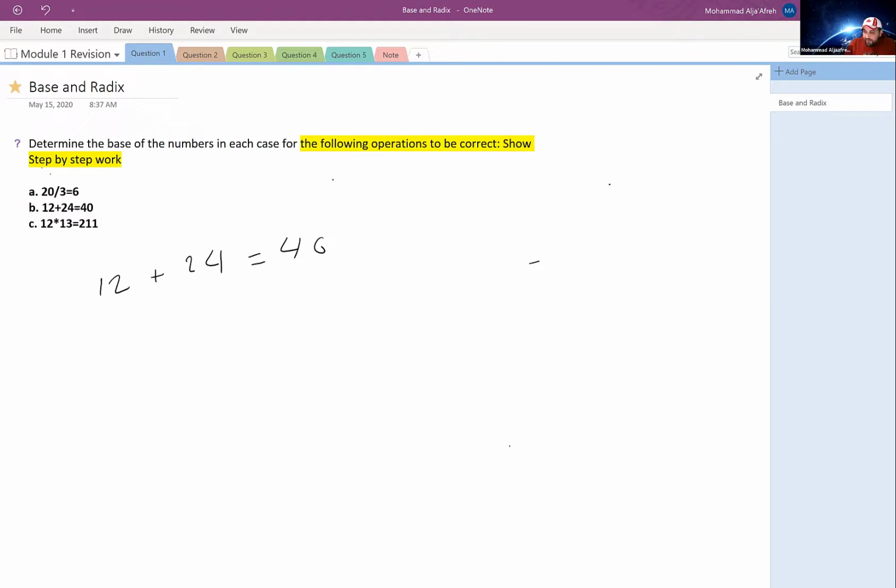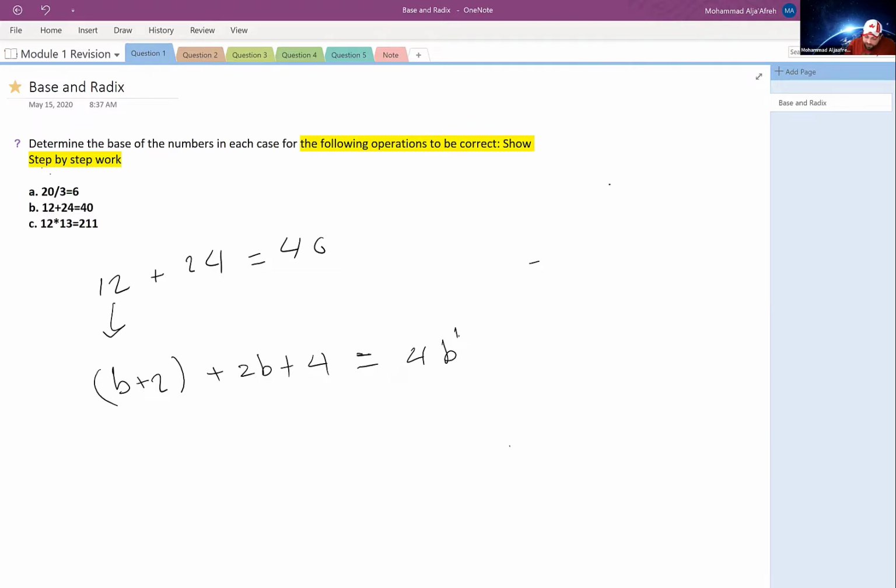So at the end of the day, this 12 can be represented by what? The 12 can be represented by b plus 2, as well as the 24 can be represented using the polynomial notation by 2b plus 4. On the other hand, the 40 can be represented by 4 multiplied by b to the power 1. Okay?